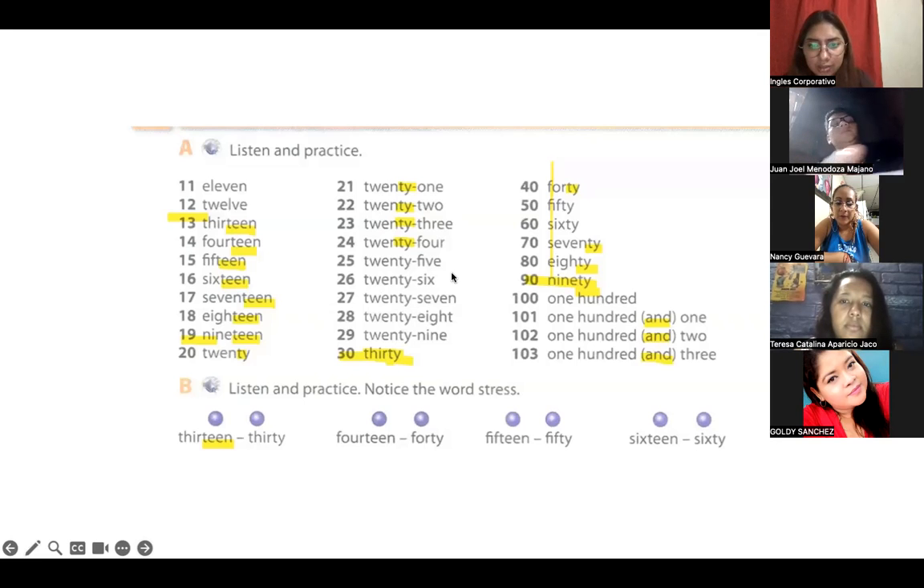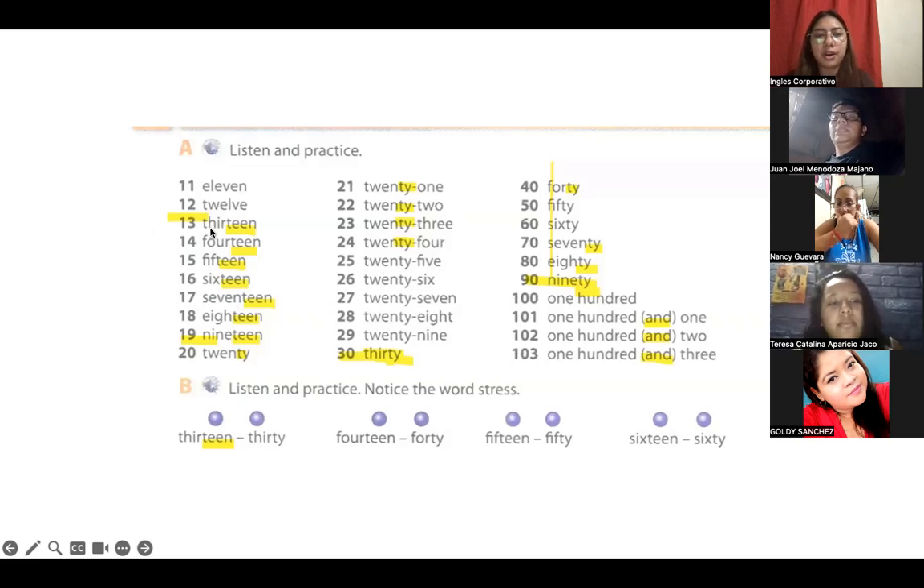Okay, Teresa, can you help me with this one? Con 13. Sorry, con número 13. Can you help me? 13, right? Acaba la fuerza de voz. 14. Okay, en este caso es como third. Third, así. Como decir con una O, right? Thirteen. Yeah, okay. Excellent. 13. Thank you.